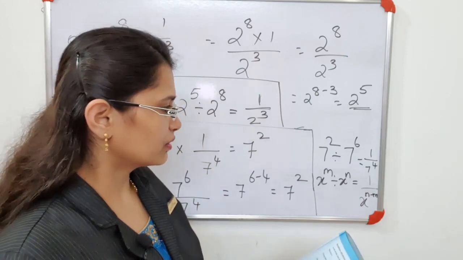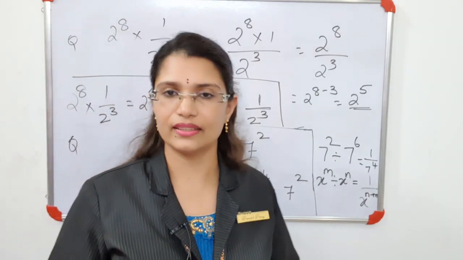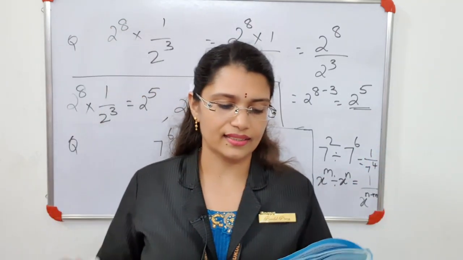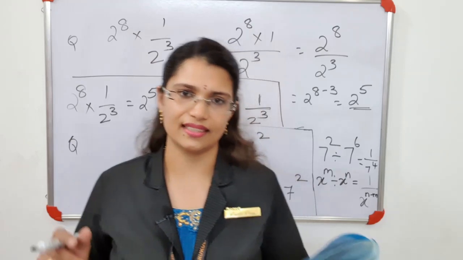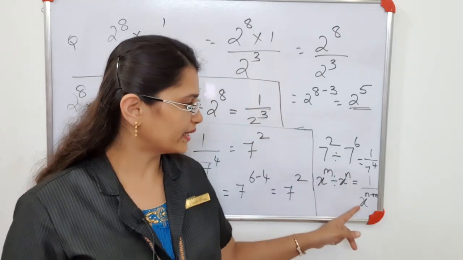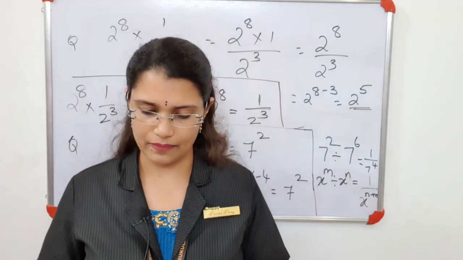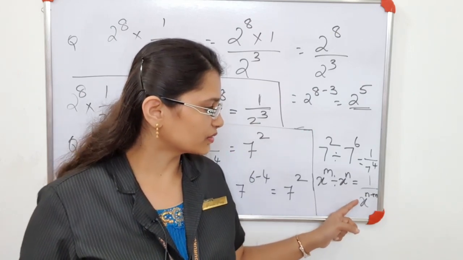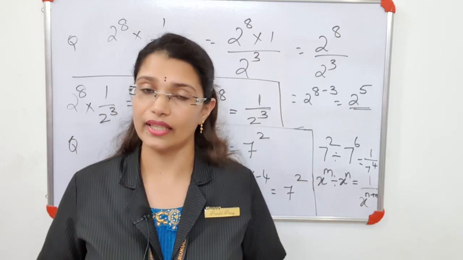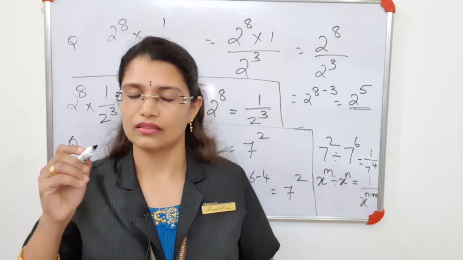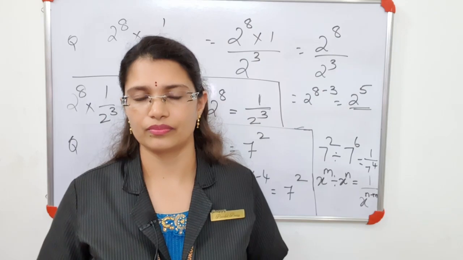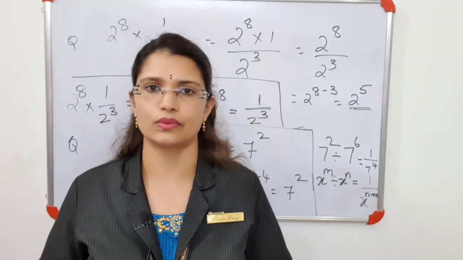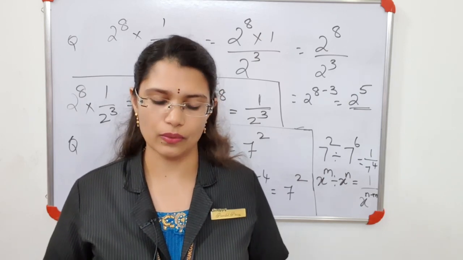That is why. So children, in your textbook page number 61, there is a yellow box. There you must write x raised to m divided by x raised to n is equal to 1 by x raised to n minus m, for any non-zero x. x should not be 0. Why? Suppose 1 by 0. Can you divide that? No, and that is why x should be non-zero.